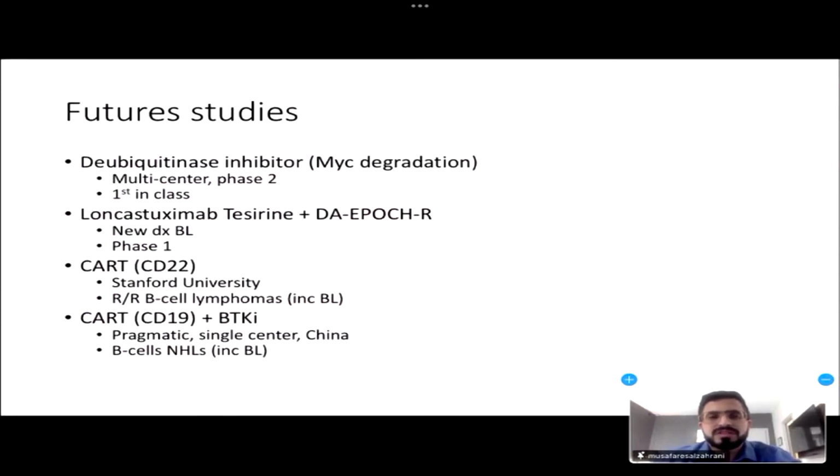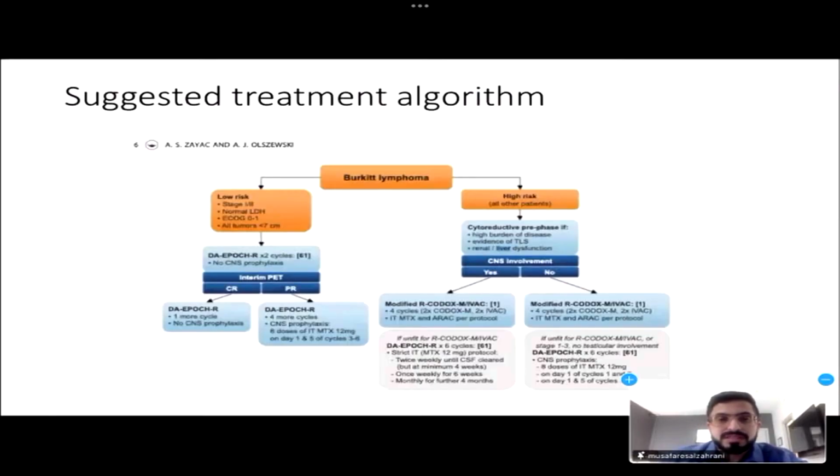What to look for in the future? There is a MYC degrader, a deubiquitinase inhibitor, in a phase 2 trial. This is a first-in-class drug, in a multi-center study that is still recruiting, with no results yet. Long CAR-T, in addition to dose-adjusted EPOCH-R, is also an ongoing trial, a phase 1 for newly diagnosed Burkitts lymphoma. There are other trials now including Burkitts lymphoma in their protocol with either CD19 or CD22, so we'll be looking for results from these studies.